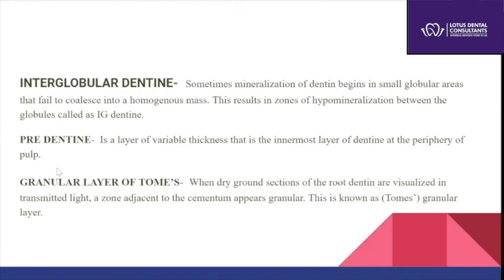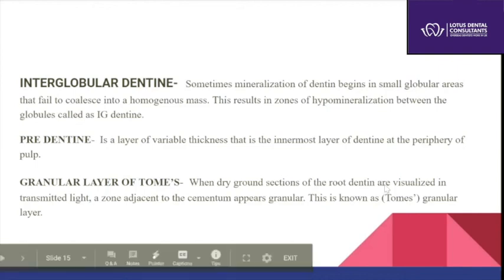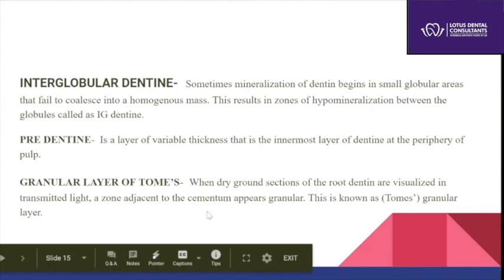A granular layer of Tomes, when the dry ground section of root dentine is visualized in transmitted light, a zone adjacent to the cementum appears granular. This is known as Tomes layer. So this is adjacent to the cementum and appears granular. Yes, this is only seen in root dentine. Okay, it is important. It is called Tomes layer.